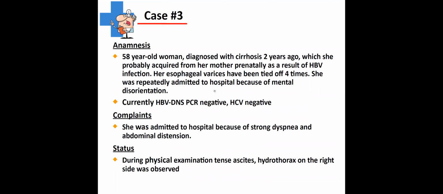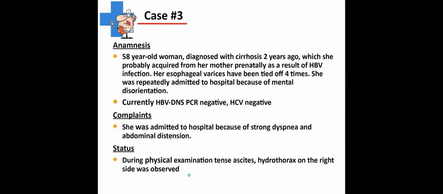We have a third case: a 58-year-old woman diagnosed with cirrhosis 2 years ago, which she probably acquired from her mother perinatally as a result of hepatitis B viral infection. Her esophageal varices have been tied off 4 times. She was repeatedly admitted to the hospital because of mental disorientation. Currently, hepatitis B viral DNA PCR is negative. Hepatitis C virus is negative.